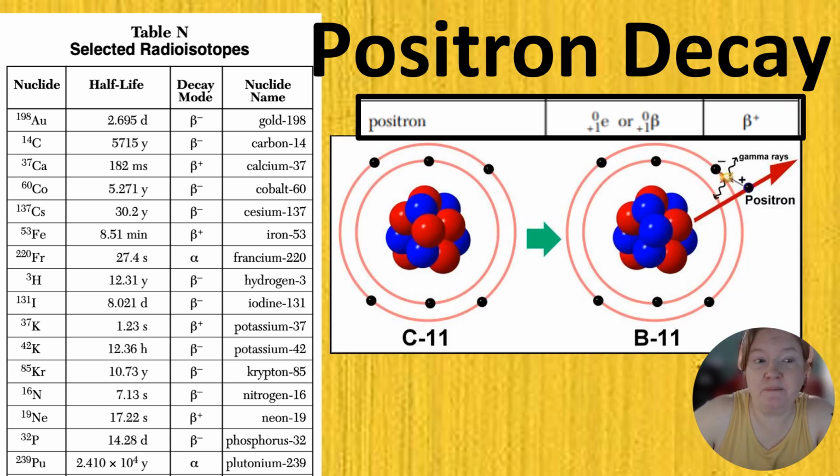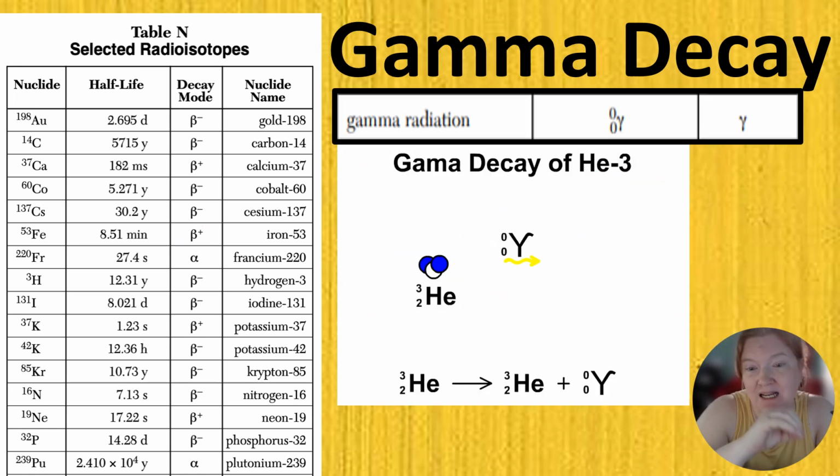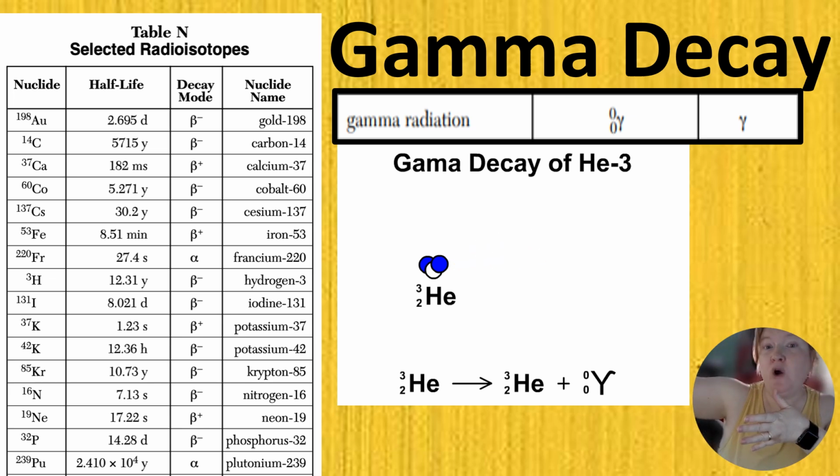We can also have positron decay. So here's an example of positron decay. In positron decay, a positron is released and we get a new nucleus. Now, not listed on Table N, but gamma decay is possible. In this case, I get gamma radiation released, okay? So gamma radiation is released.